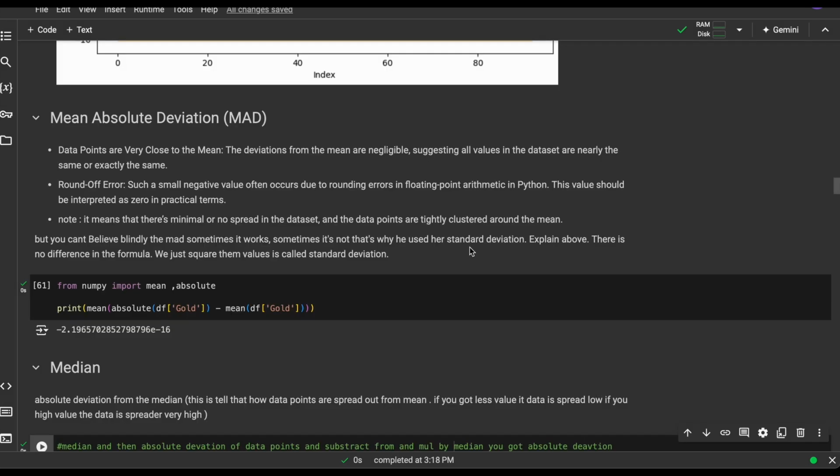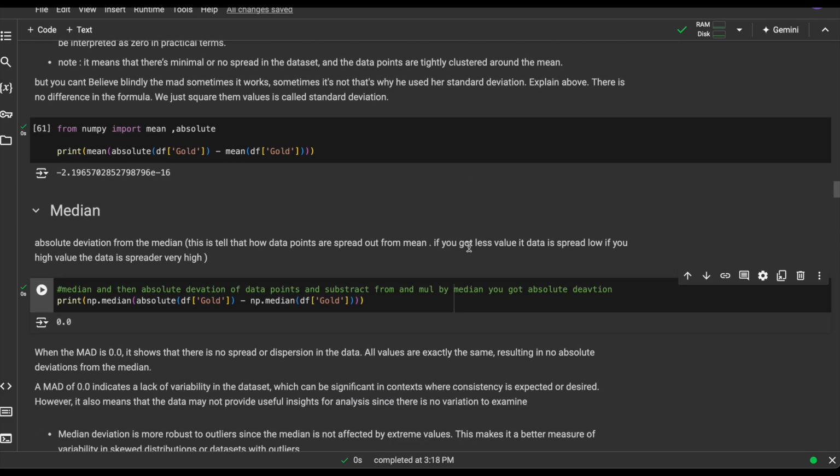Next, the mean absolute deviation. The mean absolute deviation is one of the tricks to check whether data points are very close to the mean or not. If the mean absolute deviation value is low or very small, it indicates the data points are very close to the mean. This suggests the values in the dataset are nearly the same, or exactly the same. But you can't believe it blindly. Sometimes it works, sometimes it doesn't. That's why you go with the standard deviation.